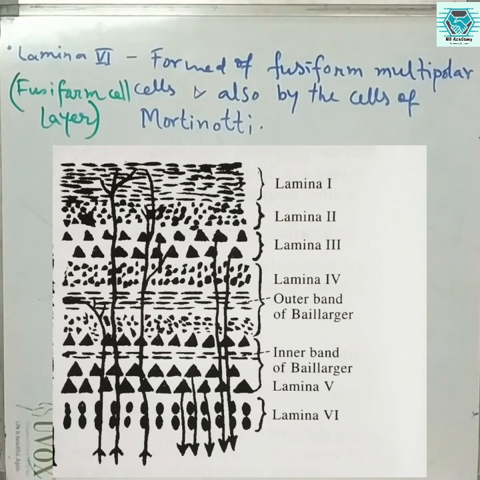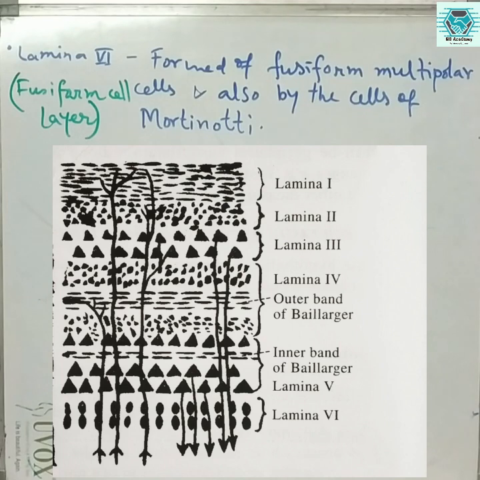Lamina 1, molecular or plexiform layer. Lamina 2, outer granular layer. Lamina 3, outer pyramidal cell layer. Lamina 4, inner granular layer. Lamina 5, inner pyramidal layer. And lamina 6, fusiform cell layer. You should know these layers before moving forward to the different pathways of the brain. I hope you can understand the layers of the cerebral cortex.